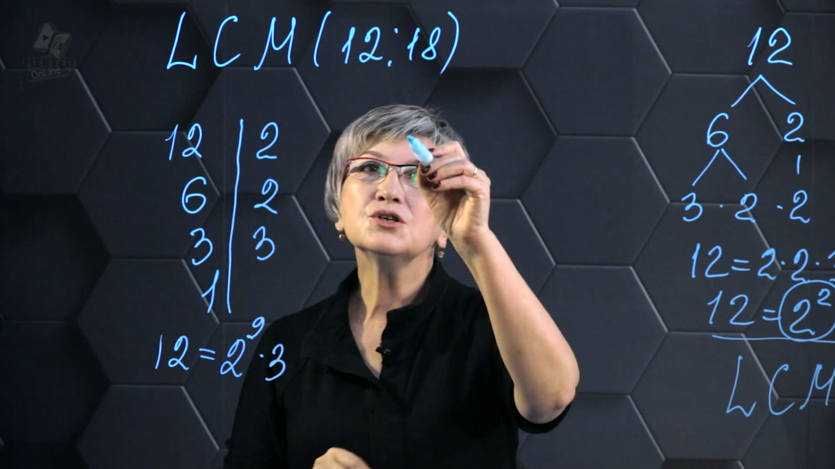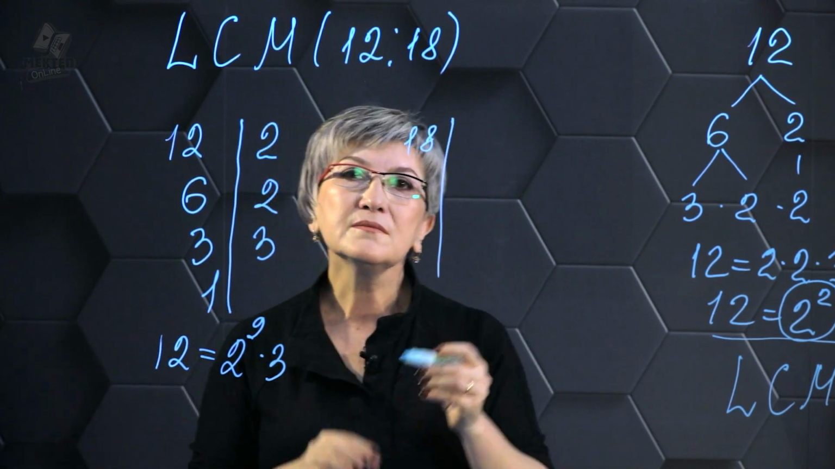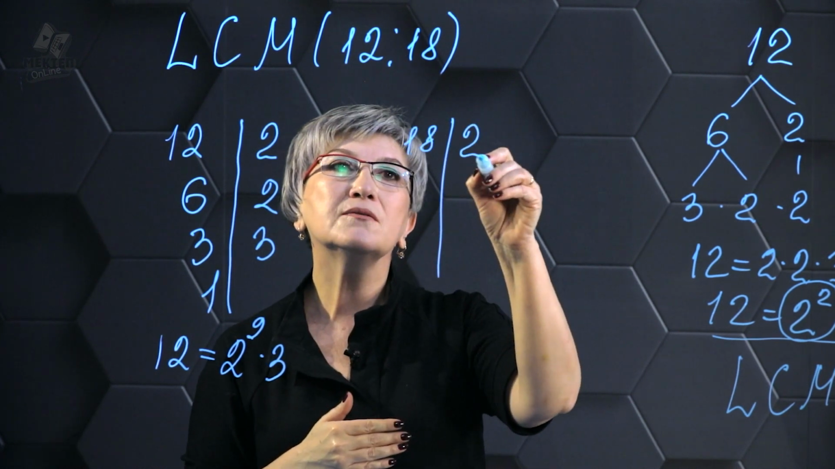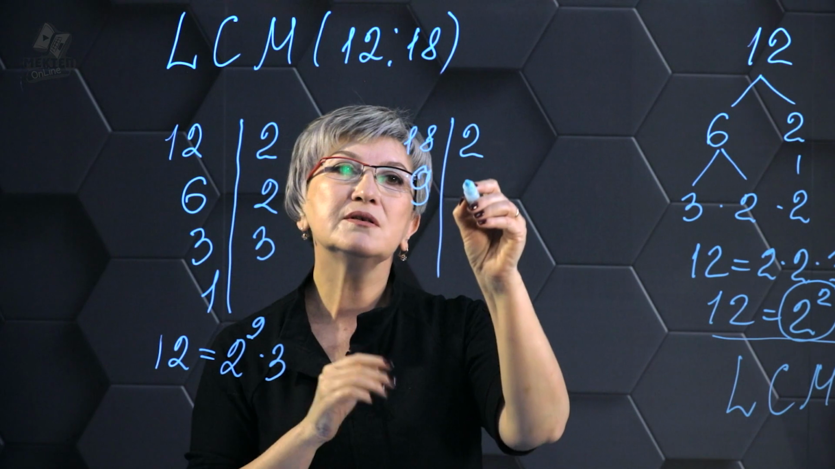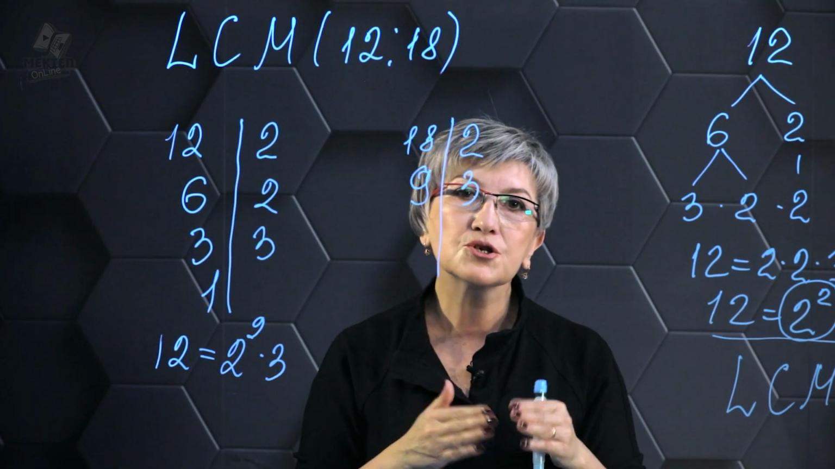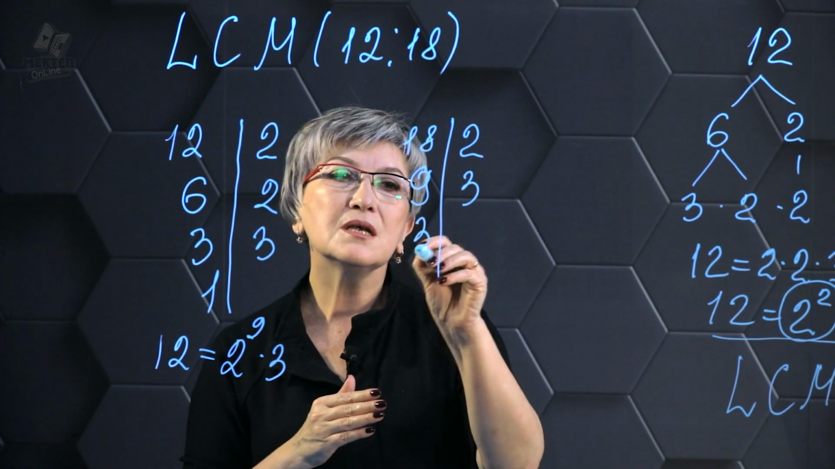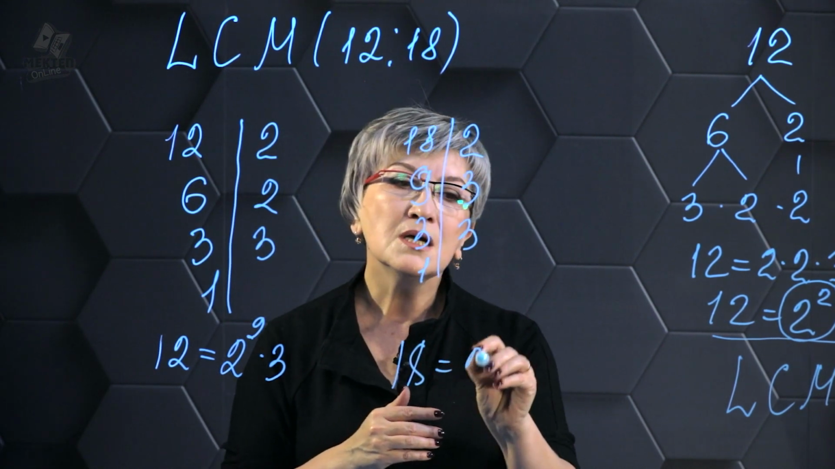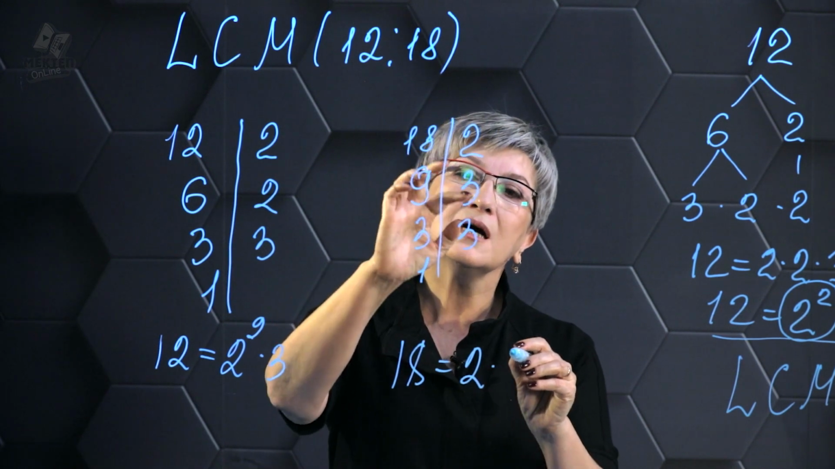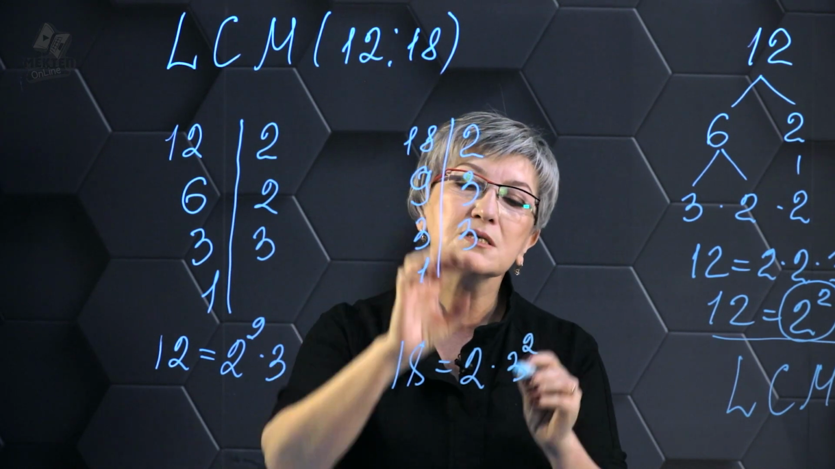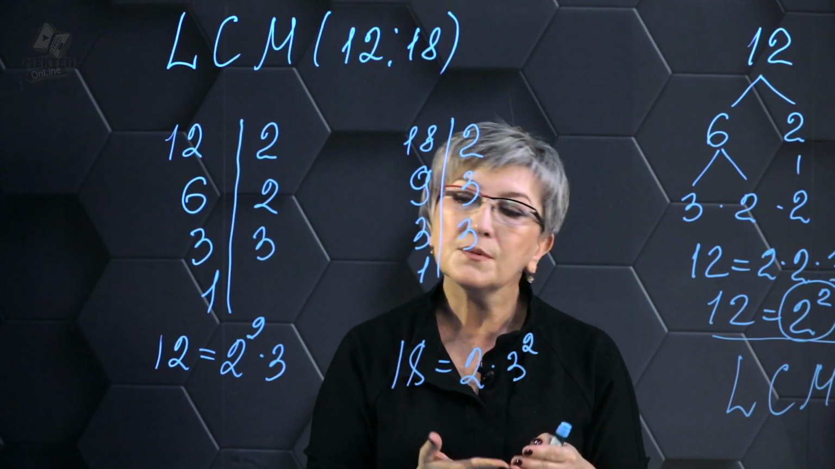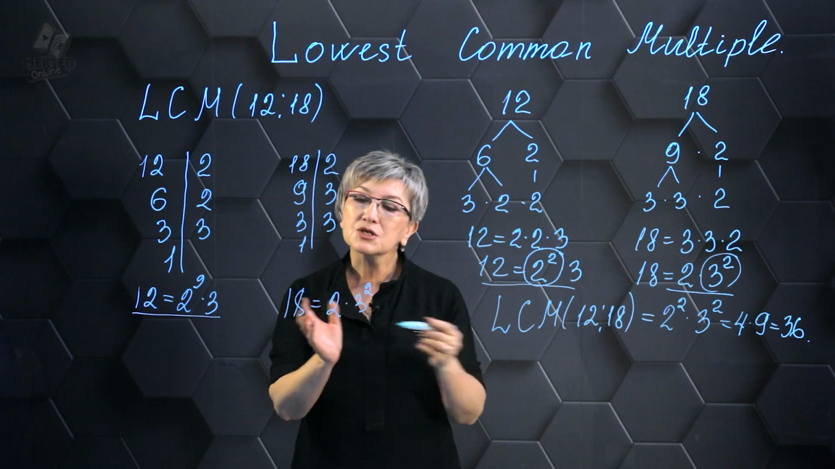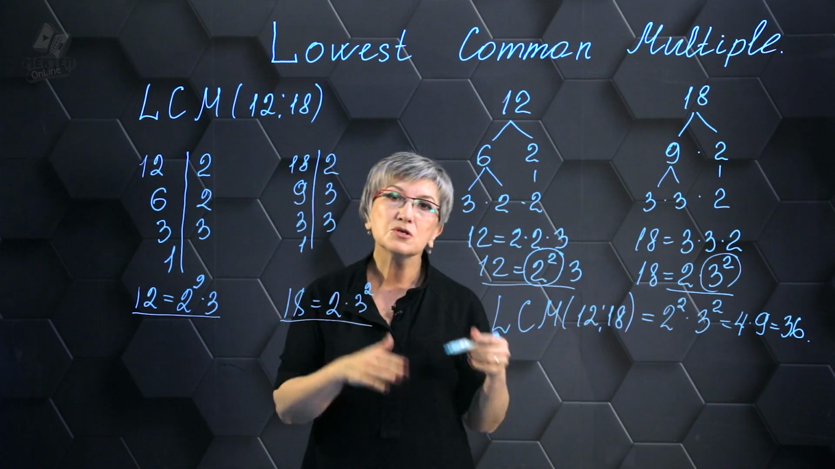In the same way, I break down the number 18 into its factors. What is the deal with 18? Once again, I divide by 2, and I'm getting 9. I divide 9 by 3 because it doesn't divide evenly by 2, and I'm getting 3. If you divide 3 by 3, you get 1. As a result, 18 equals 2 times, and I have two 3s. 2 multiplied by 3 to the second power. And pay attention, this entry and this entry are one and the same. This entry and this entry are also one and the same.